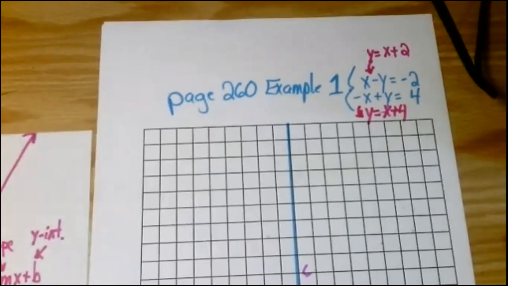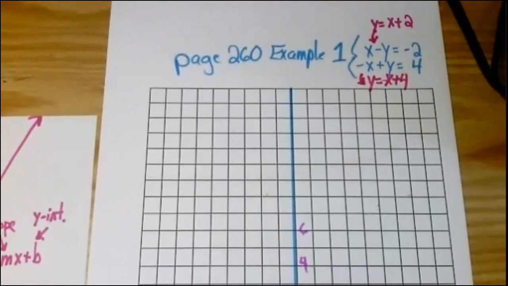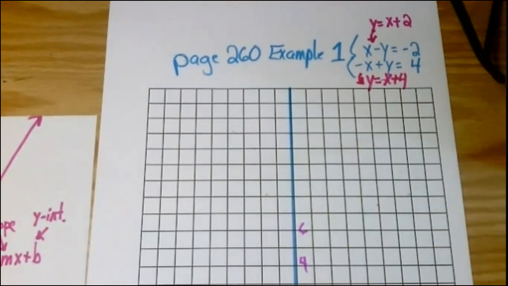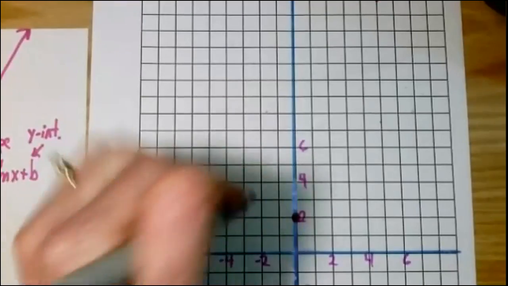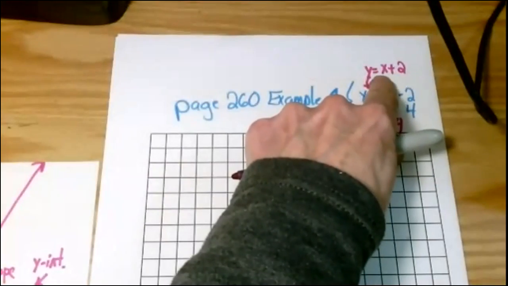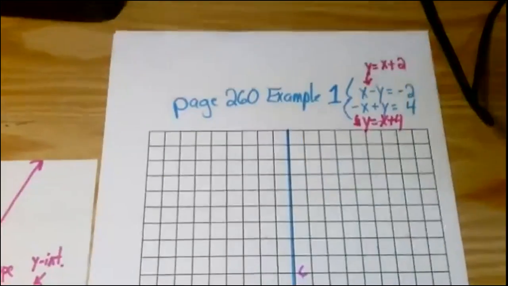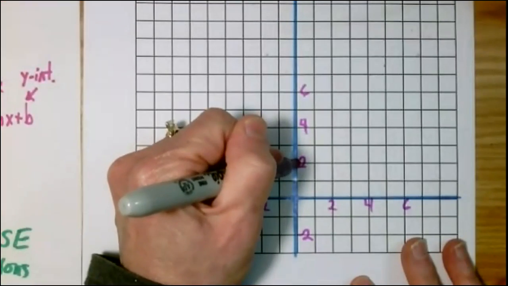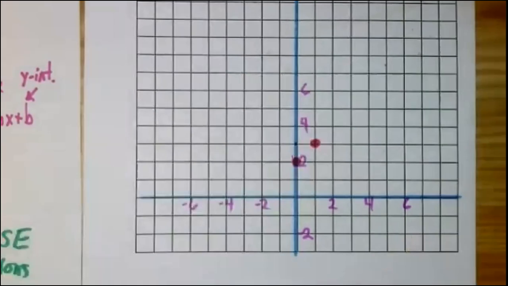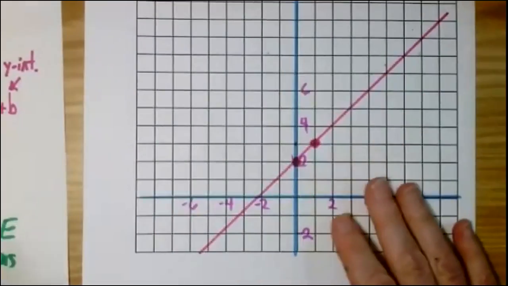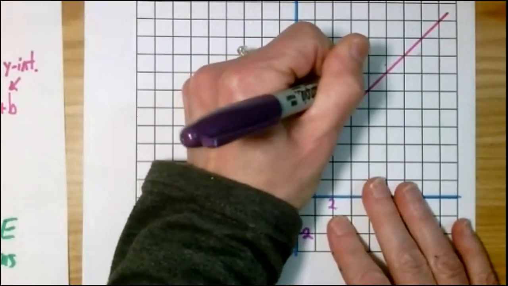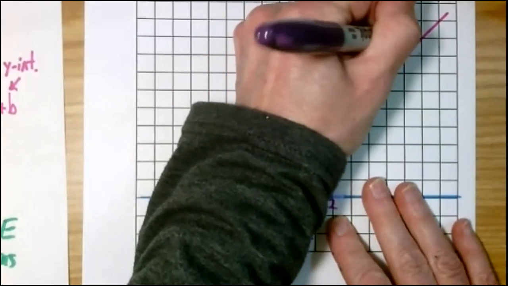So now we can graph both of these. The first one is y equals x plus 2. 2 is our y-intercept where x equals 0. So that's right here. And then we have our slope of 1, the same as 1 over 1. So we're going to go from our y-intercept, up 1 and over 1. Okay, that is our line. My ruler here. That is x minus y equals negative 2, or in slope-intercept form, y equals x plus 2.